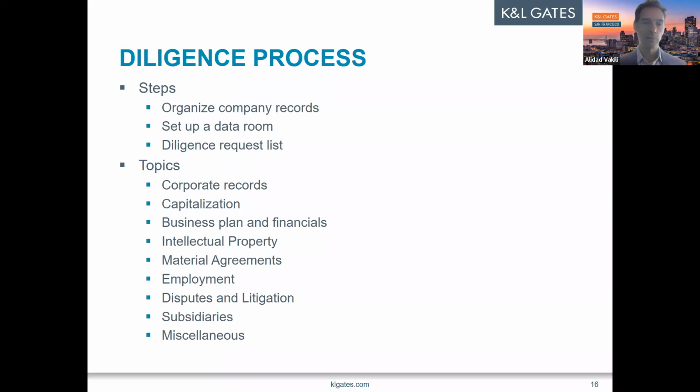They're going to want to see whatever records are important, with the main goal to identify and assess risk. So where might there be risk, or potential liability to their investment within the company? The three main steps that I see in the diligence process are, first and foremost, organizing your company records. And this should be done well in advance of even talking to an investor.